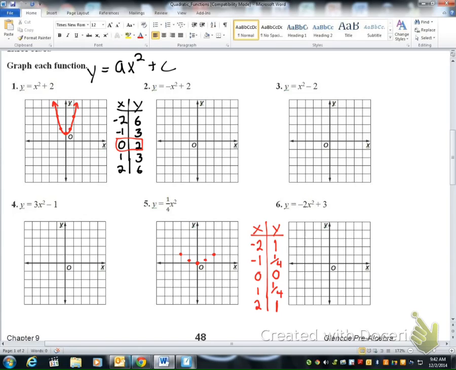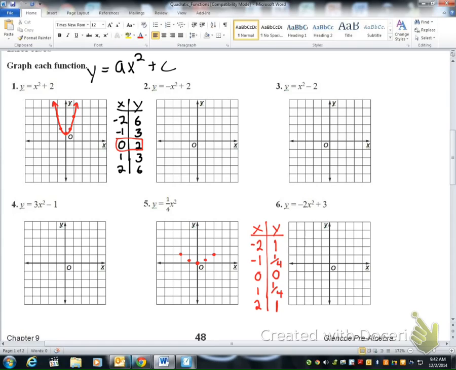Oh, okay. I understand. All we're doing is graphing points, guys. Once you plug in, all it is is graphing points. You have an X and a Y.